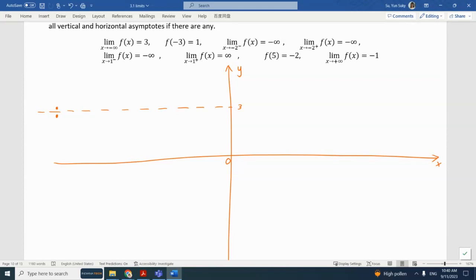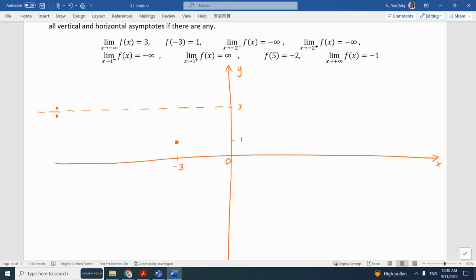So minus 3 is kind of here, right? X is negative 3, y is 1, kind of this point, right? So let's label it. Minus 3 is kind of like here, 1 is like here. So we have a point here. Is that okay, everybody? So put the dots. And next one. When x goes to minus 2 from the left or right? Left. The y goes to minus infinity. Top or bottom?